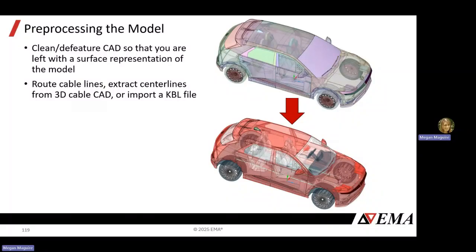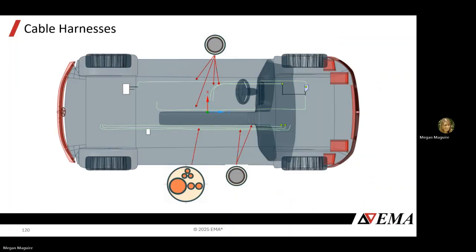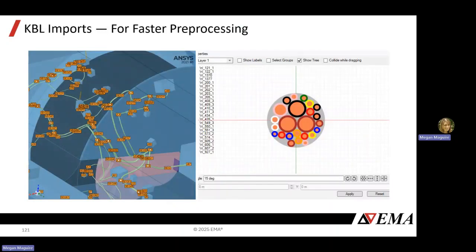So you get the original manufacturing CAD. You go through your simplification methods that we covered for an airplane to get this surface representation of the car. And then you want to get your cable center lines, or your harness center lines. And then you want to assign your cable parameters or your cables to those lines, or import a KBL file. So this is, for this model as an example, just the harnesses that were used. And then yeah, you can use KBL imports for faster pre-processing, so for inputting of these cables.